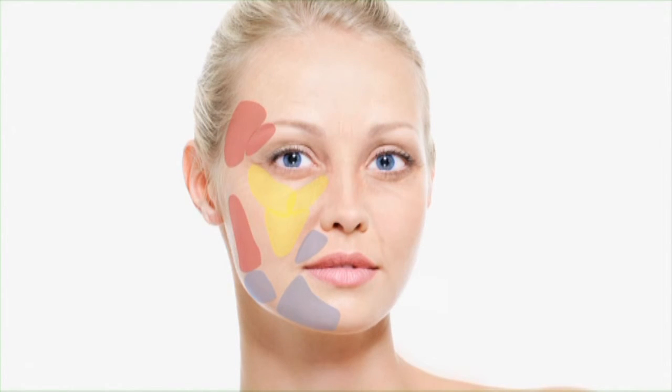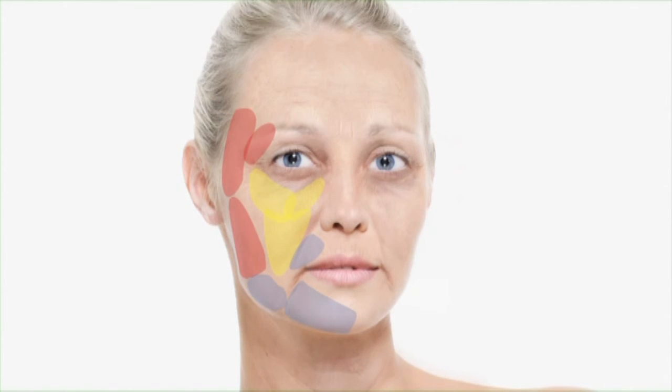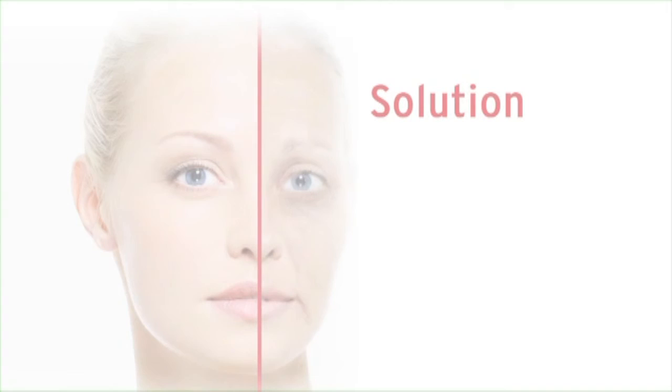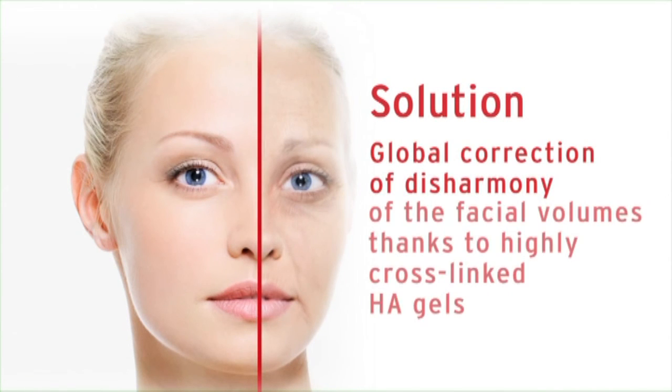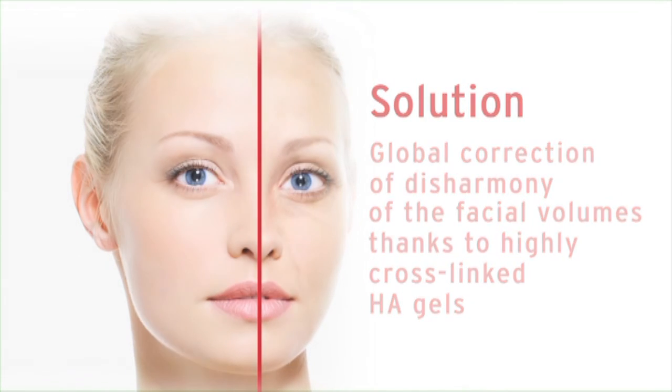With time, this fatty mass sagging accentuates the depth of the nasolabial folds and the marionette lines, and severely modifies the harmony of facial contours and reliefs, creating depressions and undulations. At this level, the treatment requires not only the filling of deep folds, but also a global correction of disharmony of the facial volumes, taking into consideration the way the fatty mass is organized.